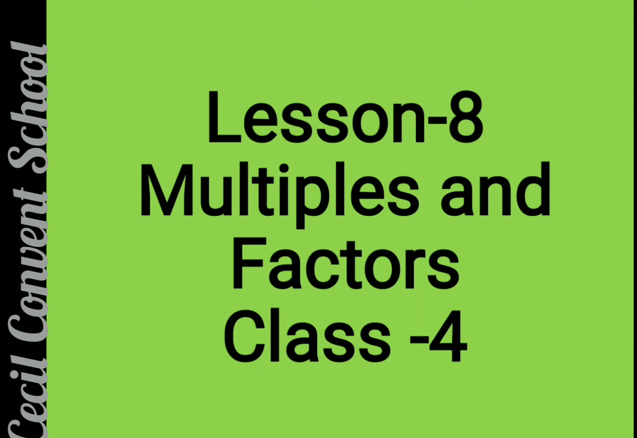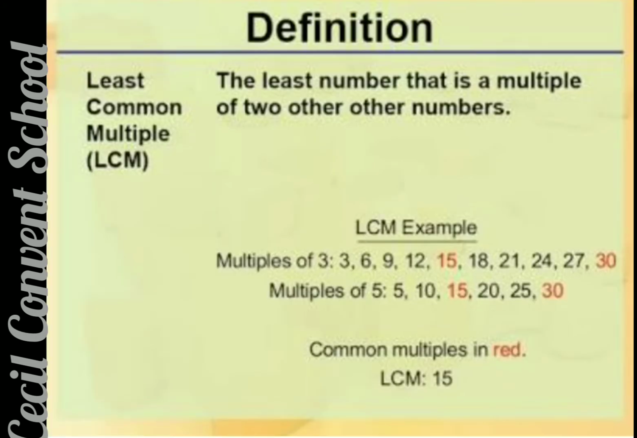Multiples are the tables. And then we have done common multiple, means after writing the table of the numbers which are given to us, we have to find which number is present in both the tables and then encircle it. And then we understood what is LCM. LCM is the least common multiple. So LCM is the least number that is a multiple of two other numbers.